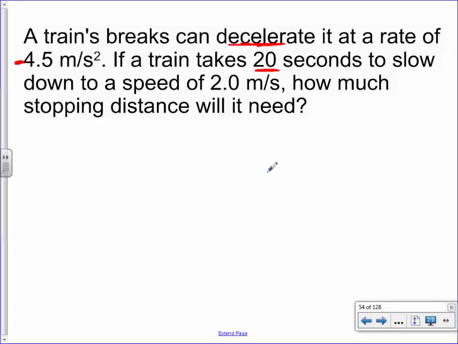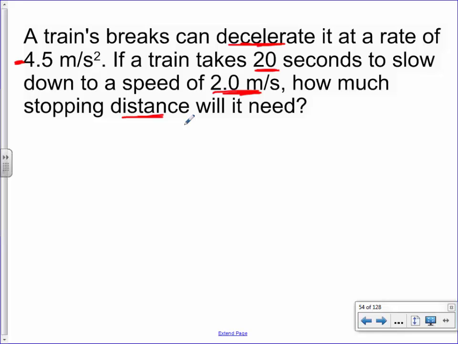Okay. We've also got time right here: 20 seconds. And we're going to slow down to a speed of 2 meters per second. Our question is, how much stopping distance will the train need? How much distance will the train need as it starts hitting its brakes to get to that final number? Because imagine you're a train coming into a station. You have to know when you should start hitting your brakes so that you don't slow down too soon or go barreling in there and crash into something.